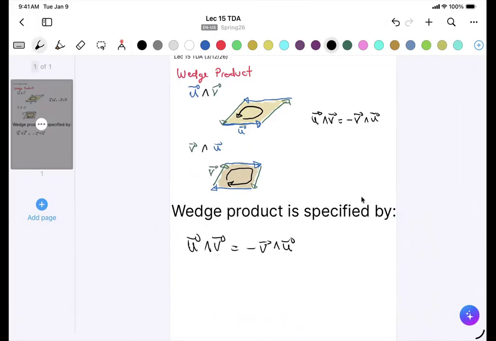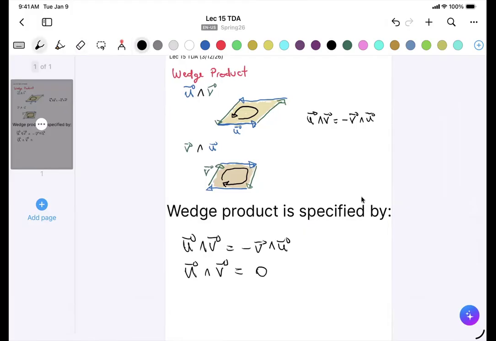Kind of as a special case of that property, but it's still worth mentioning, is that the wedge product of a vector with itself would be zero. Here by zero, I just mean the zero parallelogram, the parallelogram that has area zero, which is a point. It looks like a point, so that's why I'm writing it as just zero. But really, because we're thinking that the wedge product of two vectors is a parallelogram, by this zero, I mean the zero parallelogram.